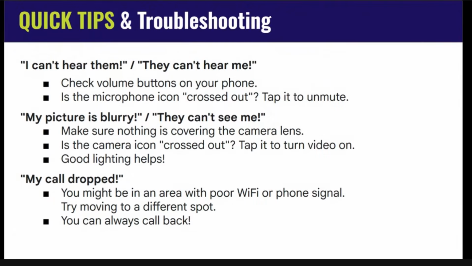Quick tips and troubleshooting. If you can't hear them or they can't hear you, check the volume buttons on your phone. If the microphone icon is crossed out, you're muted. Tap it to unmute. If your picture is blurry or they can't see you at all, make sure nothing is covering your camera lens. If the camera icon is crossed out, then your camera is off and no one can see you. Tap it to turn the camera back on.